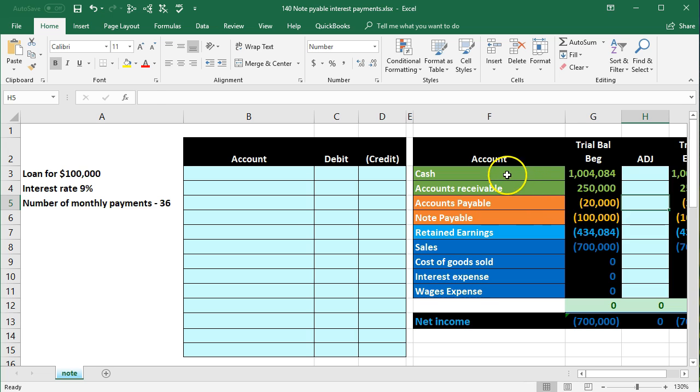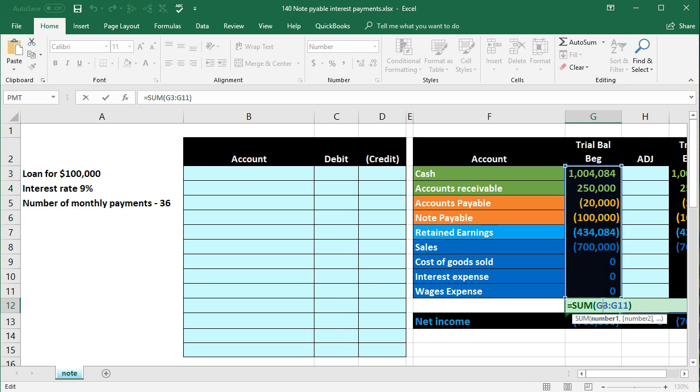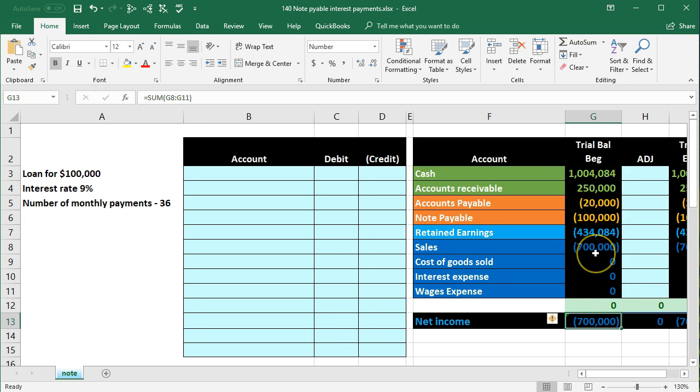Our trial balance is in order with the assets, liabilities, equity, income, and expense. Debits are represented with positive, credits with negative, meaning that the debits equal the credits. And we have net income of $700,000 at this time. This is just to give us something in balance that we start with so that we can see the effect on the accounting equation, individual accounts, and account components here.